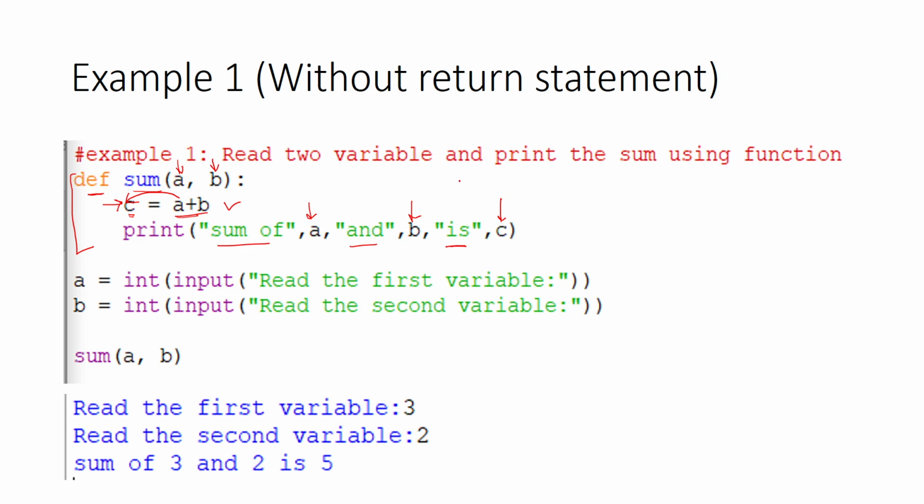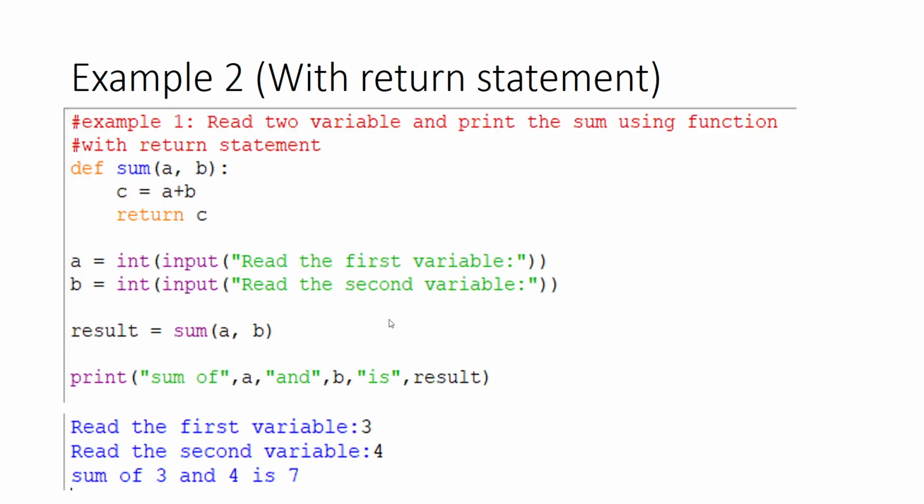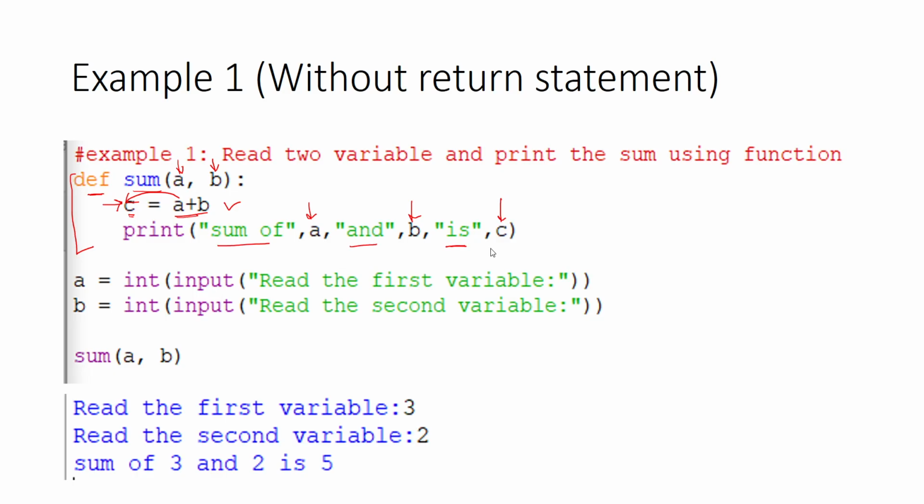Now what I need to do is a function call. But before the function call, I should know what a and b are. So I take these two values from the user, asking for the value of a, and this is the value of b, right? So I have taken the values of a and b, and I use the same name, sum, and pass the parameters a and b into it.